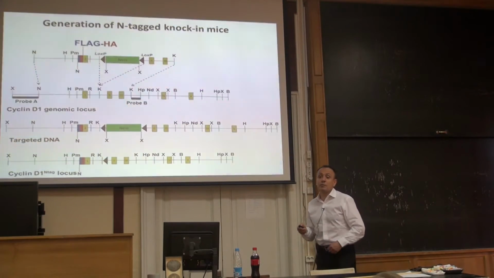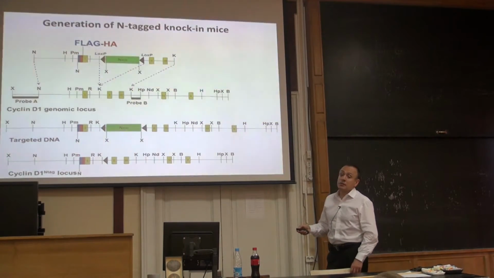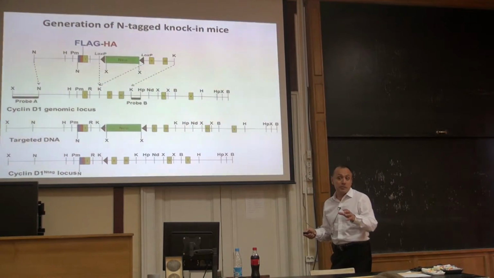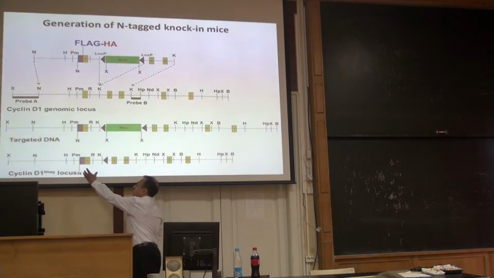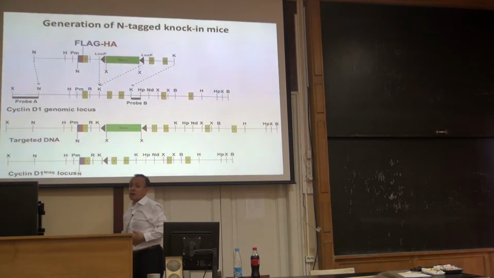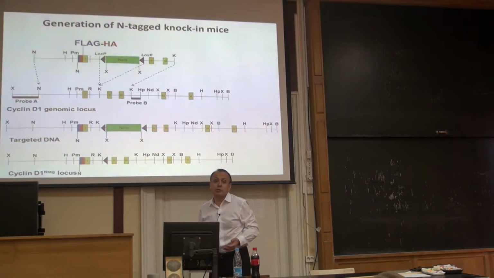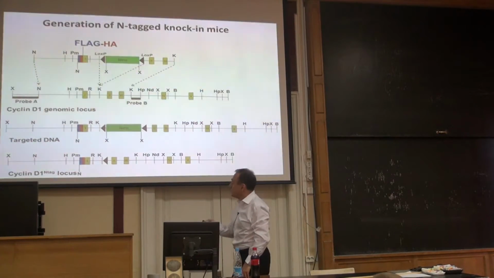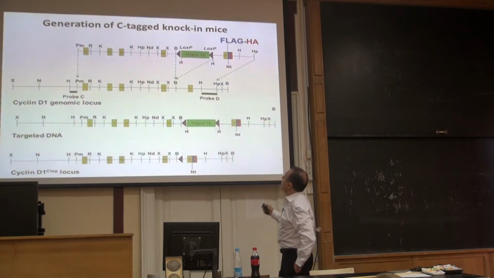Now, of course, you realize, and Fred also realized, that if you tag one end of the molecule, this might actually obscure some interactions. Because if the interaction occurs through the N-terminus, then by putting those tags, you might lose some interactions. And Fred, of course, wanted to capture all interactions. Therefore, he generated a second strain of mice, where he put those tags at the C-terminus.